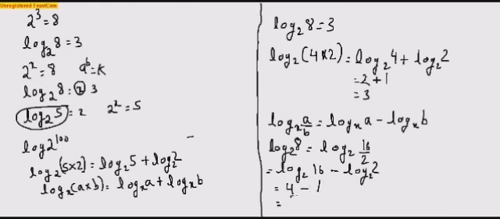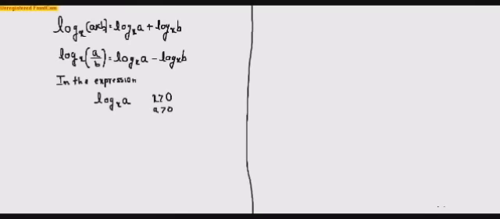Once again we get 4 minus 1 equal to 3. So after having dealt with these two formulas for multiplication and division, and also having discussed that in the expression log base x a, x is greater than 0 and a is greater than 0 always, I introduce another formula, that is log base x of a to the power b is equal to b into log base x a.